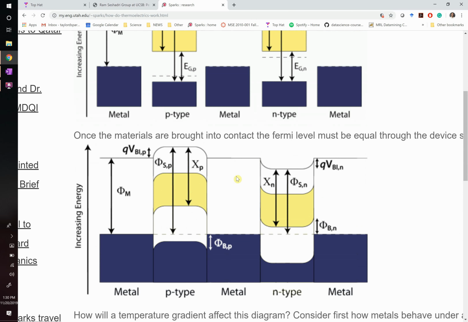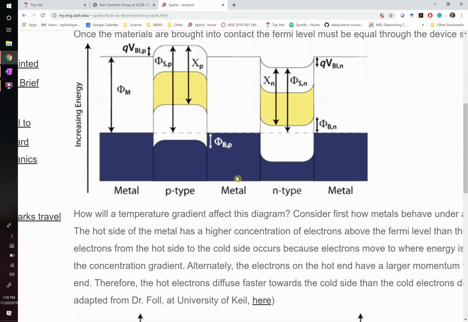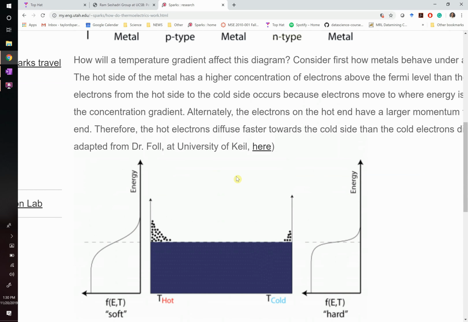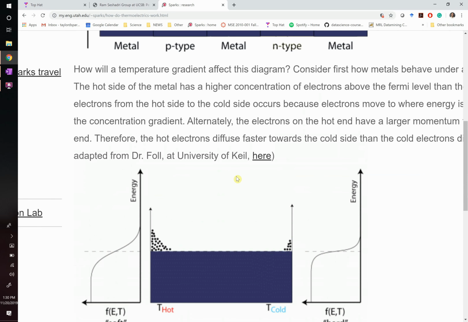So that's happening. And now we put a temperature gradient across this thing, and what happens? Well, we know on a hot side, the number of electrons that can occupy a higher energy level becomes more than that on the cold side. Fewer of these can occupy these higher energy levels on the cold side.